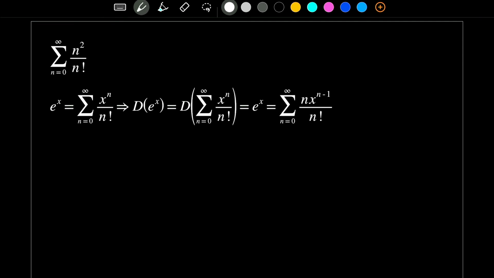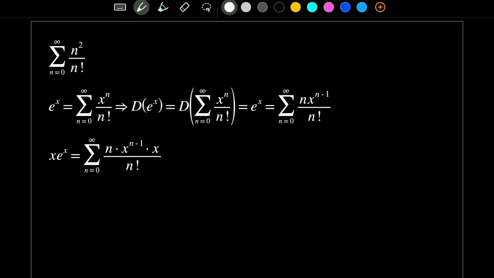The next step we're going to do is multiply this equation by x. So now we get x times e to the x is equal to the sum from n equals 0 up to infinity of n times x to the power of n minus 1 times x, all over n factorial. Now notice that, of course, we can cancel out and just write n times x to the power of n. The next step is we're going to take the derivative of this equation as well.